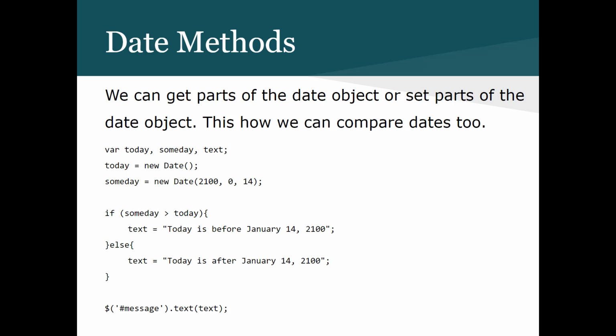The above example comes from the W3 Schools. Since dates are stored as a numeric value, that is, the number of milliseconds from epoch time to the date set in the date object, we can compare values easily, like the example seen here.